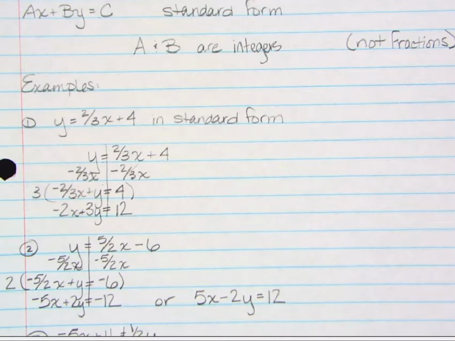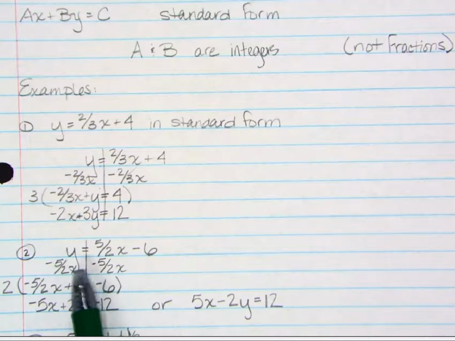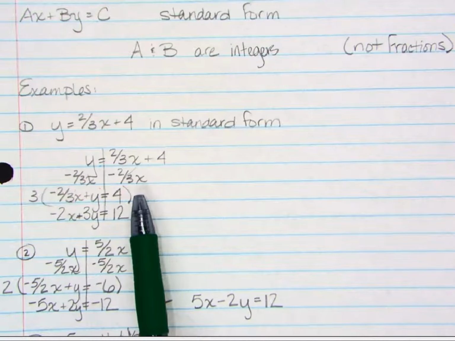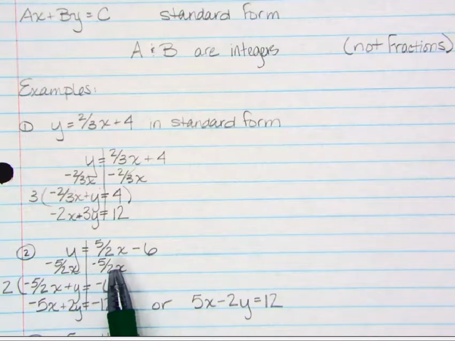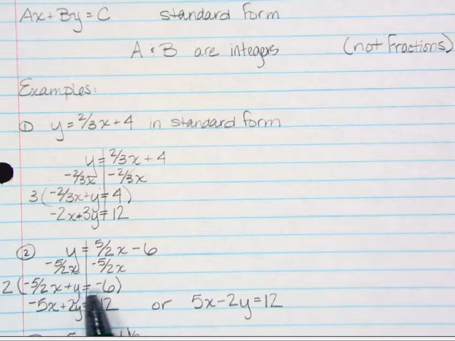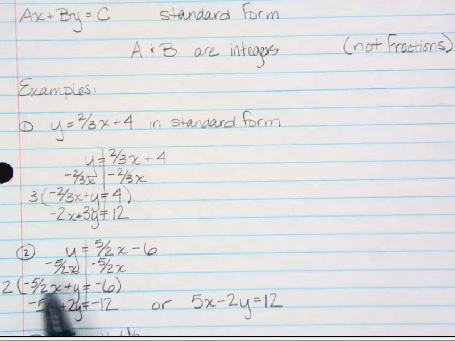Here's another example. This problem is y equals 5/2 x minus 6. I'm going to follow what I did up here by moving this 5/2 x to the other side by subtracting it from both sides of the equal sign. So I have negative 5/2 x plus y equals negative 6. I have to get rid of this fraction, so I'm going to multiply by the denominator. So I multiply this entire thing by 2.